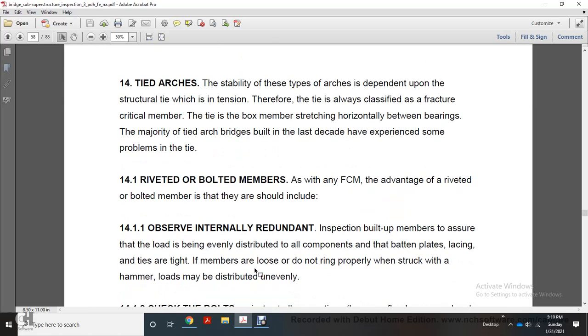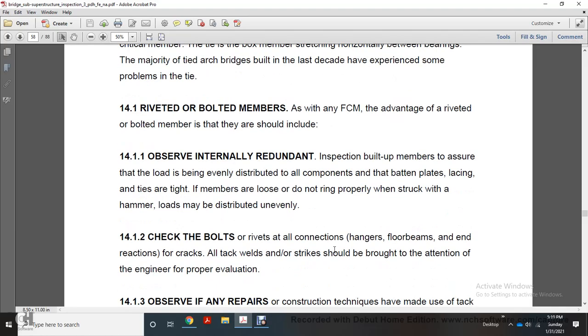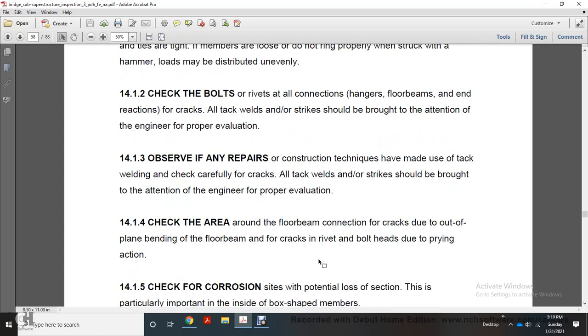Observe internally redundant built-up members to show that the load is evenly distributed to all components. Make sure the bolts, plates, lacing, and ties are tight. Remember that loose rivets do not ring properly when struck with a hammer, and loads may be distributed unevenly. Check the bolted and riveted connections of the floor beam ends with the reaction for cracks. Cracks and strikes on attached welds should be brought to the attention of the engineer for proper evaluation. Observe if any repair construction techniques have been used on the attached welds. Check carefully for cracks in the attached weld.